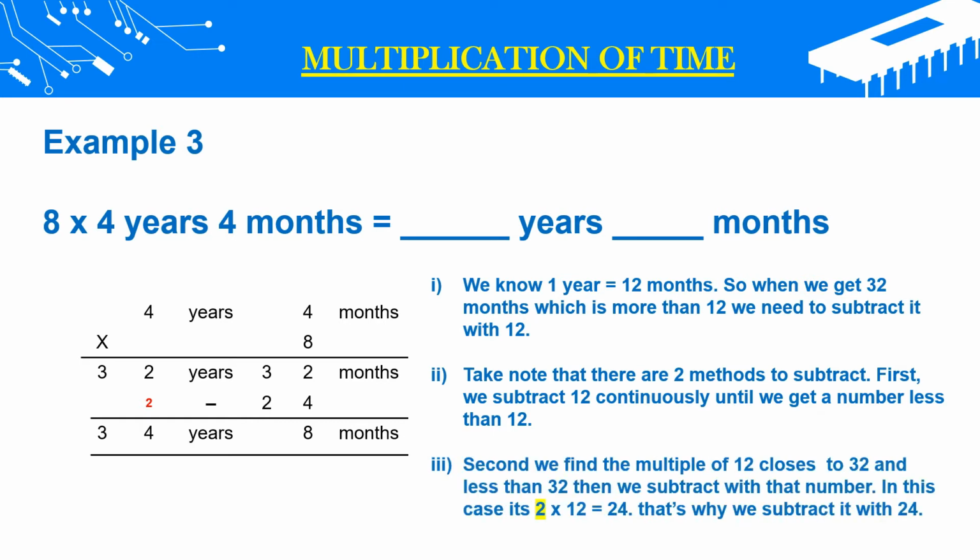2 times 12 will give you 24. So we add 2 with 32. So final answer, 34 years, 8 months.